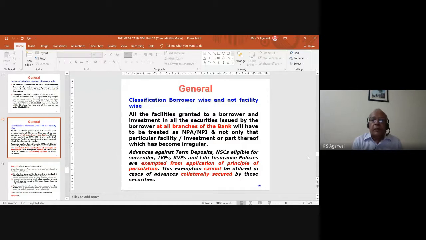But this principle of percolation does not apply to advances against term deposit, NSC eligible for surrender, Indira Vikas Patra, Kisan Vikas Patra, and life insurance policies. They are exempted, but only when such securities are primary securities. If primary securities are different and these securities have been taken as collateral securities, this exemption is not available.